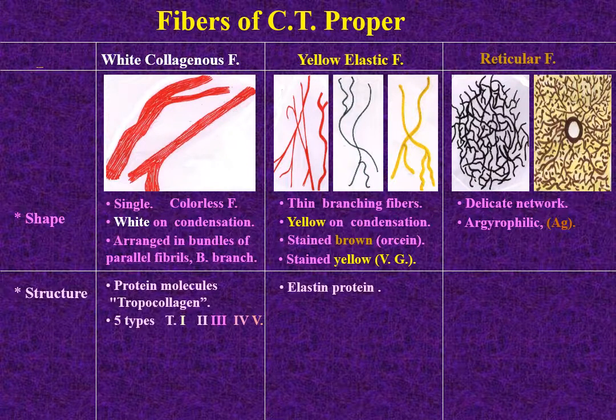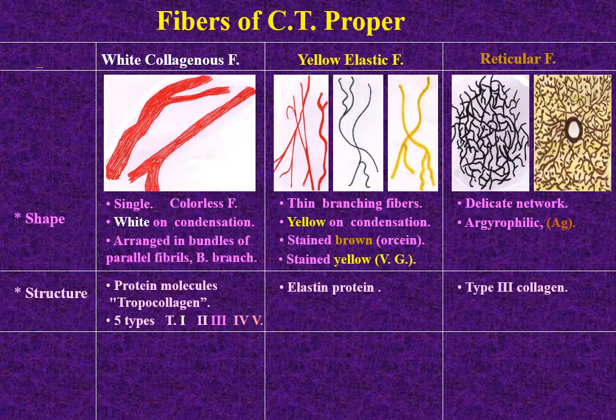Yellow elastic fibers are made of elastin protein formed by fibroblasts and smooth muscle cells in blood vessels. Reticular fibers are made of type 3 collagen.